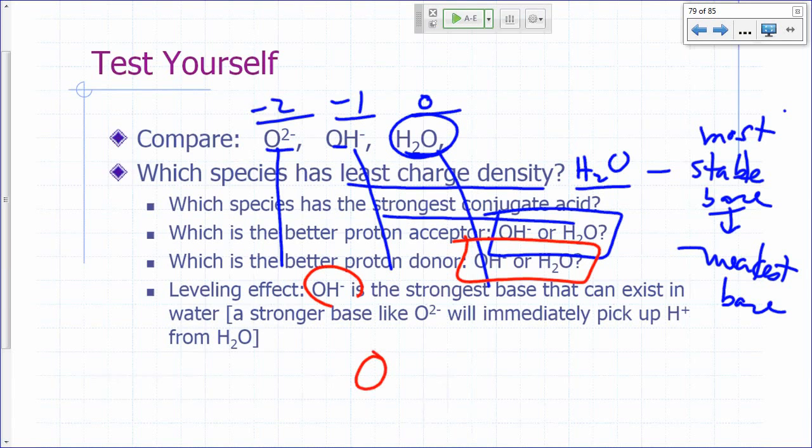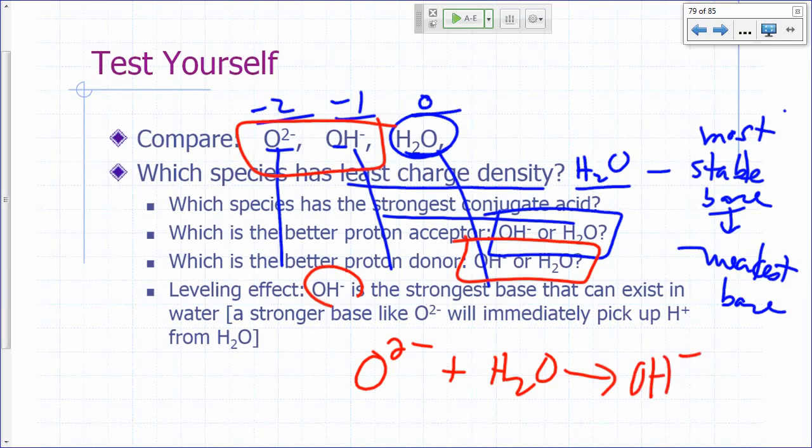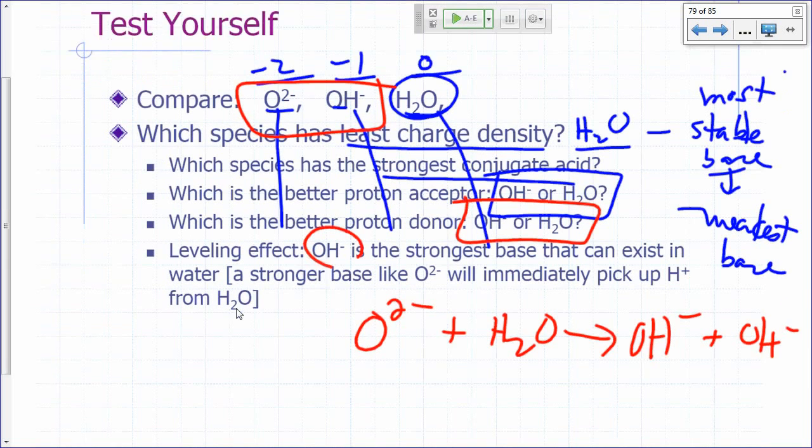Anytime you have something like oxide, we said oxide is a stronger base than hydroxide. So what happens in water, there are so many water molecules there, and so your oxide just picks up a proton right away and gives you hydroxide ions. So anytime you put oxide in water, it immediately converts into hydroxide. The strongest base that can exist in water would be your hydroxide.